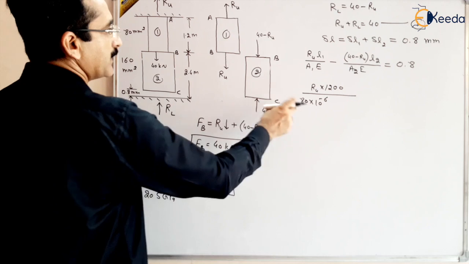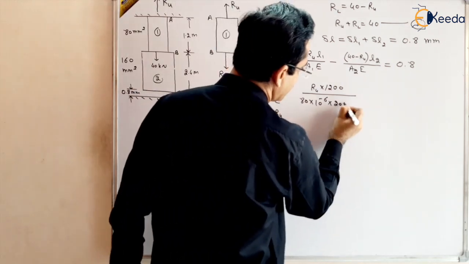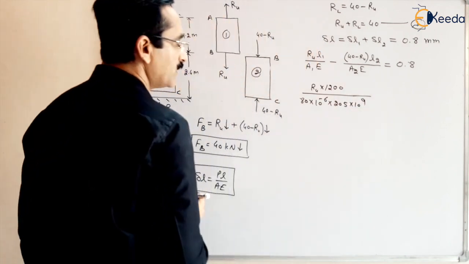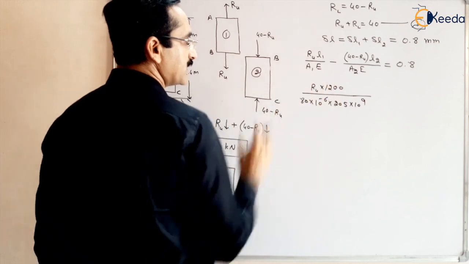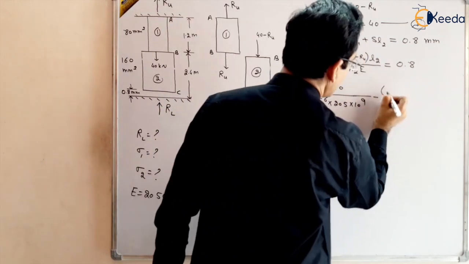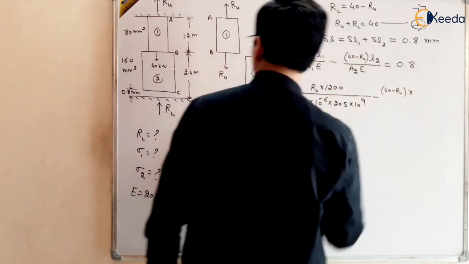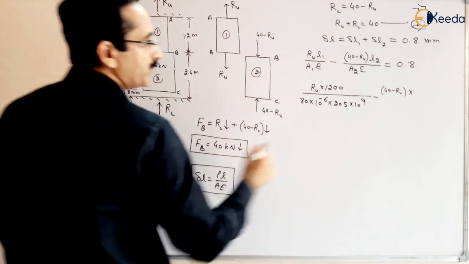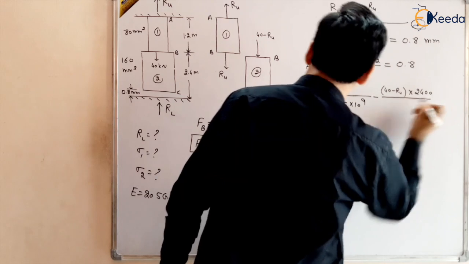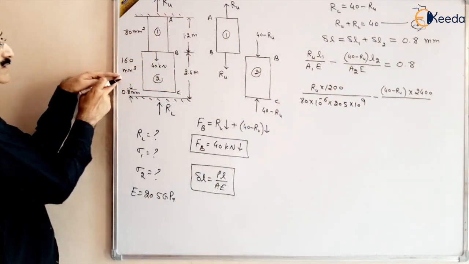This is our area. E is 205 gigapascal, multiplied by 10 to the power 9. So this is our first equation, right? Minus 40 minus Ru, multiplied by L2. L2 is 2.4 meter, which means 2400 millimeter, divided by A2, which is 160 millimeter square.